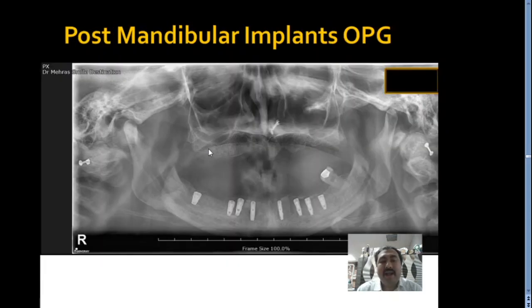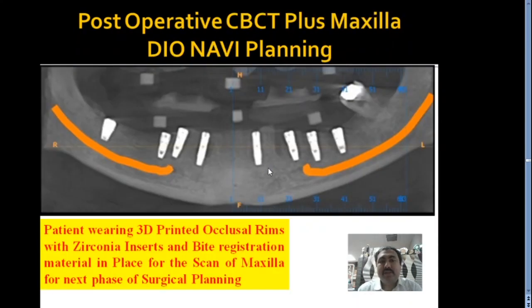We go ahead and we have the post-mandibular implants OPG, all implants in position as planned. This is just the OPG. In the meantime, you can see in the maxilla, this was the situation. The tooth had been extracted. We waited for 2 months and then we went on for the maxillary scan as well. So this was the post-operative CBCT plus maxilla DioNavi planning. The case was submitted. Please have a look at the screen.